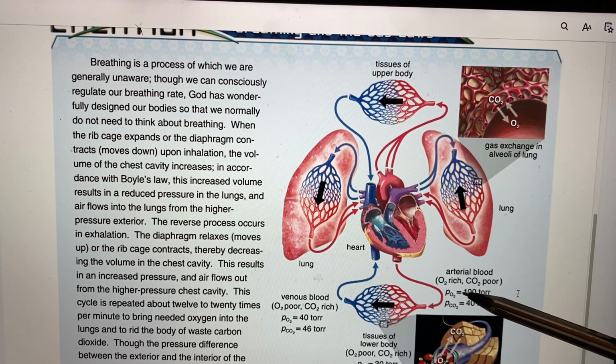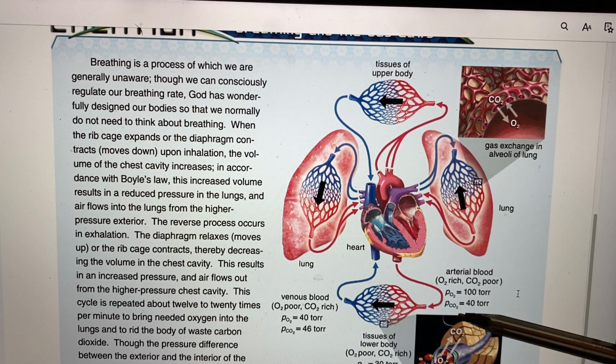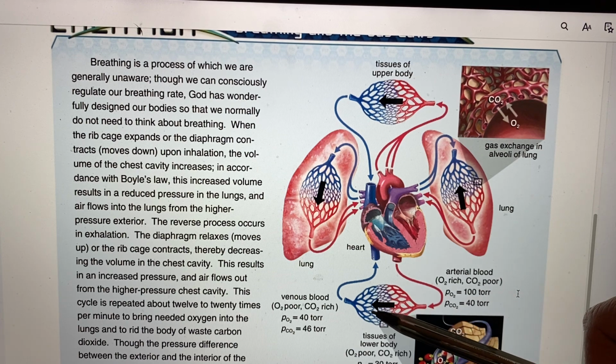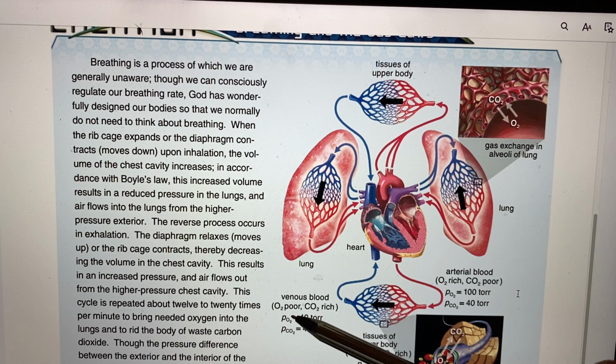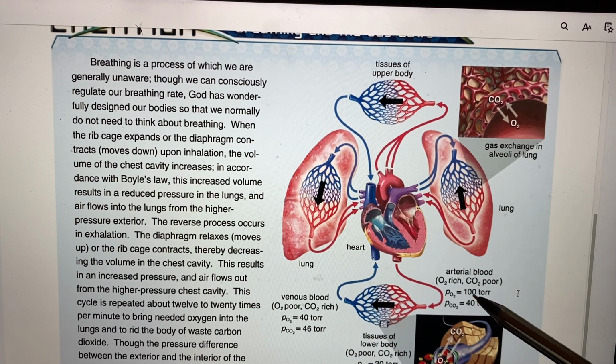So since the oxygen's pressure is high and the carbon dioxide is low, the oxygen will actually come out of that and go into the cells, because the partial pressure wants to equalize through diffusion. The venous blood is oxygen poor and rich in carbon dioxide. So it's 40 torr, or it was 100 torr.